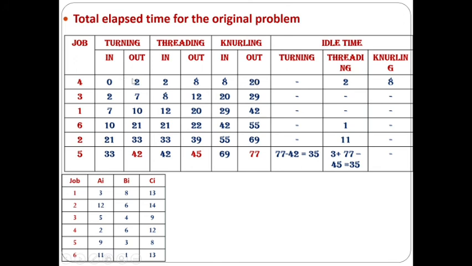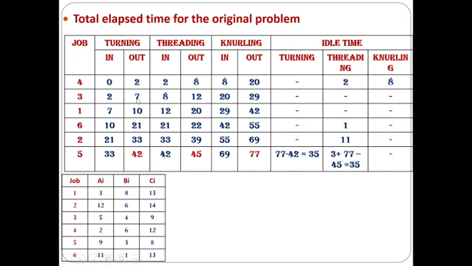For the second job, the time in for job number 3 is the time out of the previous job on the same machine, which is 2. And the processing time of this is 5. So 2 plus 5 is 7.